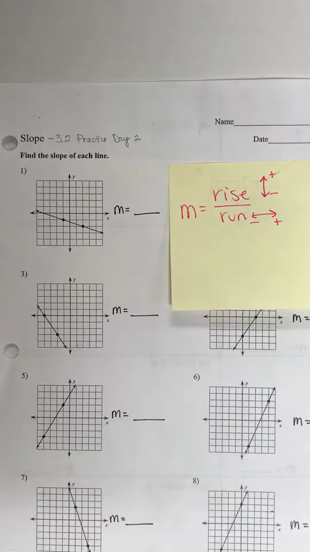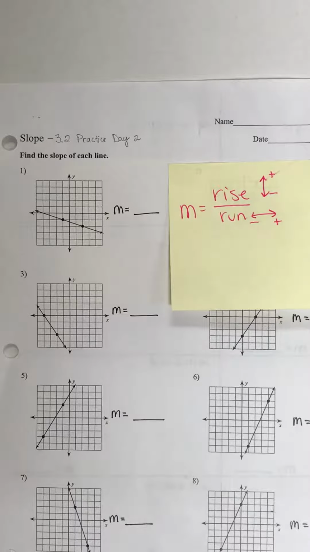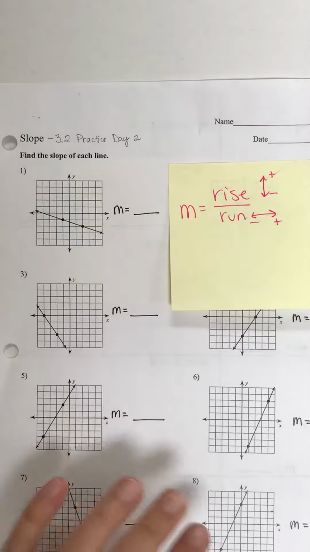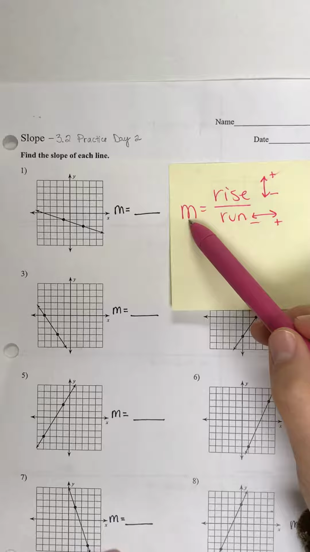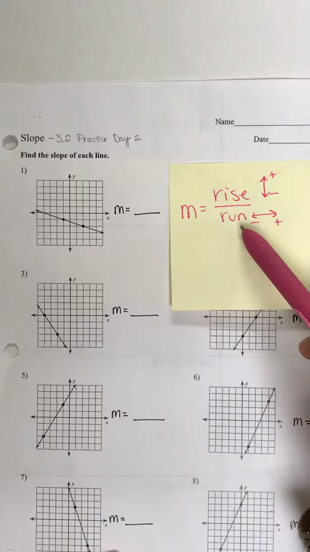In section 3.2, we talked about finding slope given a graph and given 2 points. When you're given a graph, you want to use the formula m, which stands for the letter of slope, is equal to rise over run.